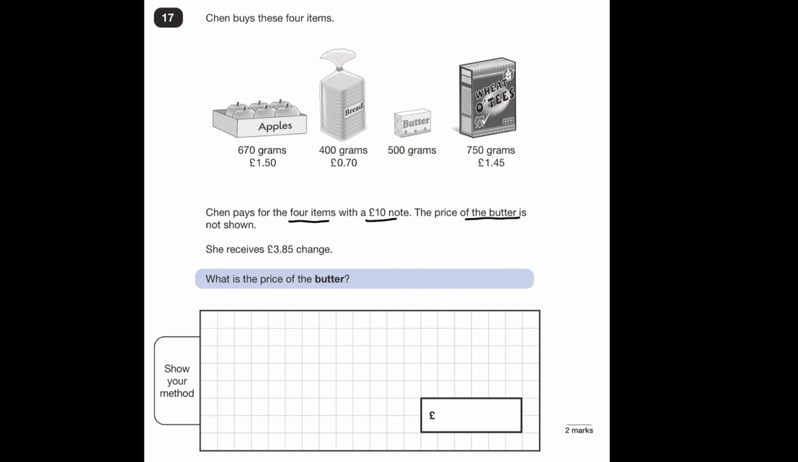So these are all the things she did buy, so we're going to work out the total cost of that first. So £1.50 plus 70p plus £1.45, which is the cost of the apples, the bread, and the Wheaties.